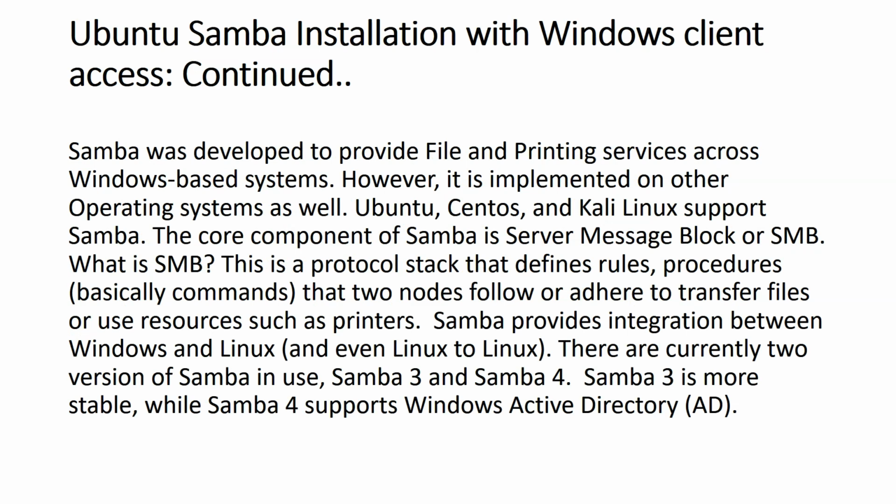Samba was developed to provide file and printing services across Windows-based systems. However, it is implemented on other operating systems as well. Ubuntu, CentOS, and Kali Linux support Samba. The core component of Samba is Server Message Block, or SMB. What is SMB? This is a protocol stack that defines rules and procedures, basically commands, that two nodes adhere to in order to transfer files or use resources such as printers. Samba provides integration between Windows and Linux, and even Linux to Linux.